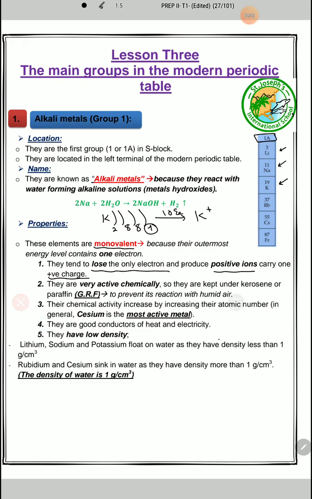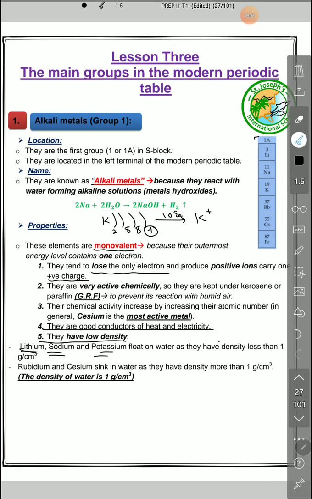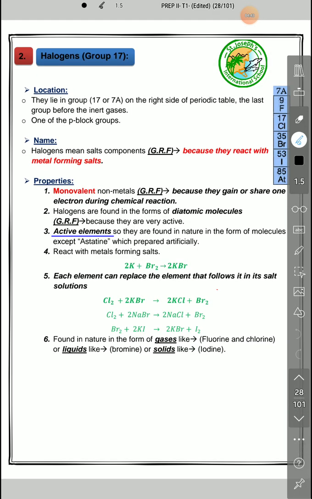Sure, they are metals, that's why they are good conductors of heat and electricity. And finally, most of them have low density, like lithium, sodium, and potassium. They float in water. Why? Because their density is less than the density of water, which is 1 gram per centimeter cube. While rubidium and cesium sink in water because they have a density more than 1 gram per centimeter cube.